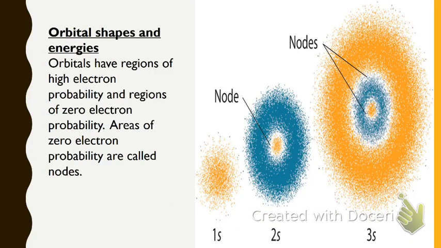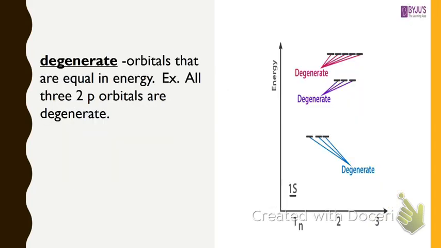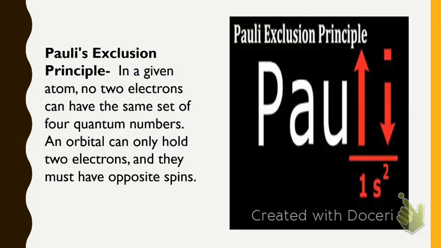The orbital shapes and their energies: there, of course, is the 90% region, and in this case it's the yellow and blue that we're seeing. But there are areas of 0 electron probability, and we call those nodes. And orbitals that are equal energy, we say they're degenerate. And of course, that's going to be your P's, your F's, and your D's. And those slots or boxes that we draw to represent the orbitals' orientation, they are all equal energy.